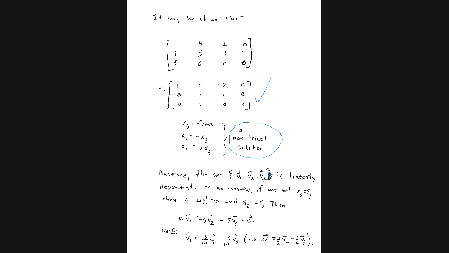So as an example, if you were to set x3 equal to 5, then x1 would have to be 10 and x2 would have to be negative 5. And therefore, 10 times the first vector minus 5 times the second vector plus 5 times the third vector would equal the 0 vector.